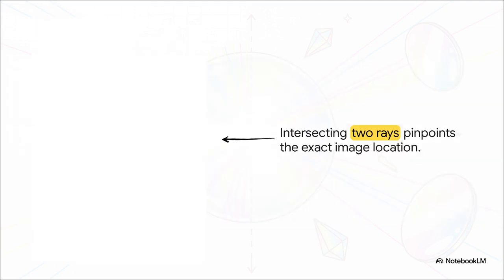Well, if we take an object, let's say an arrow, we don't actually need to trace every single light ray bouncing off of it. By intersecting just 2 of those rule-bound rays originating from the top of our object, we can pinpoint exactly where and how an image will form. The exact spot where those 2 reflected rays cross, that's exactly where your image appears.